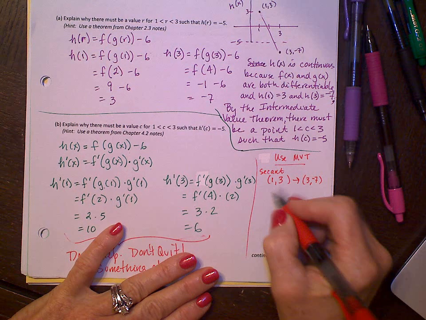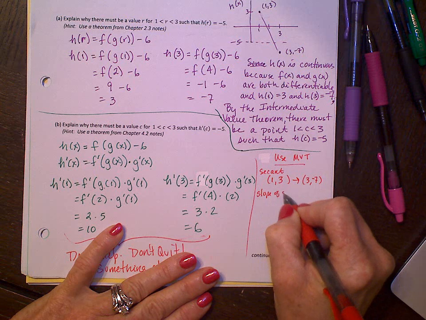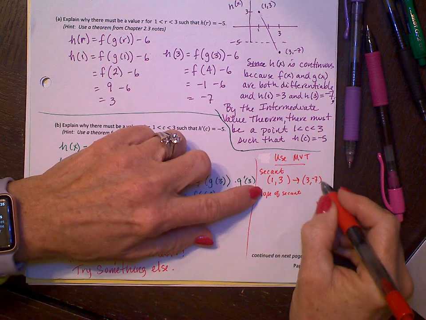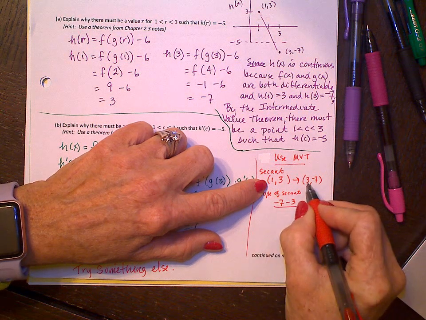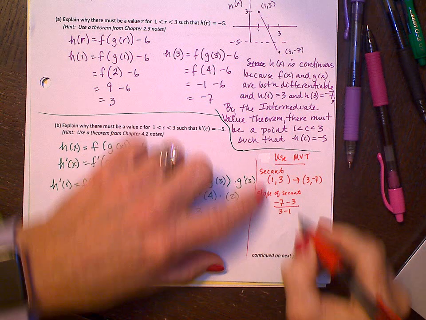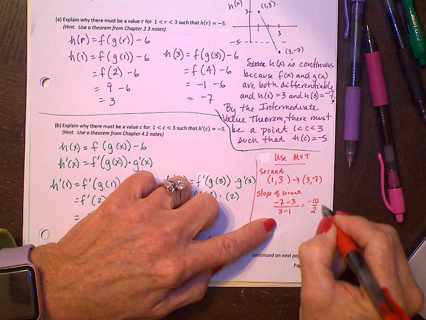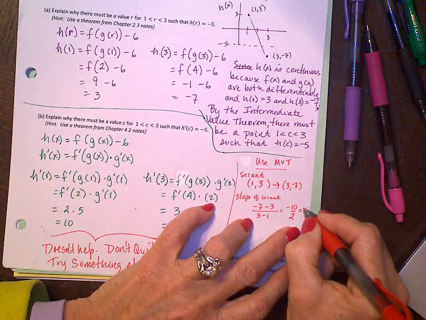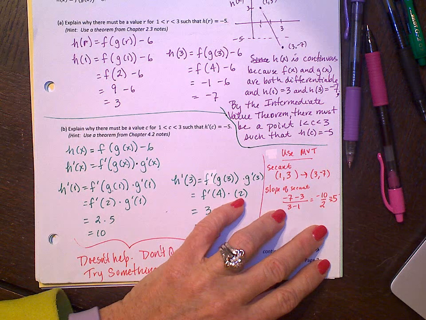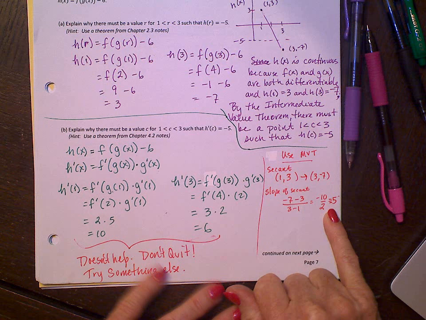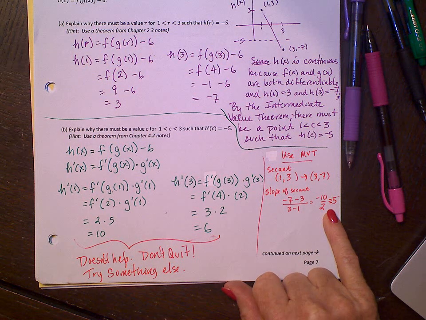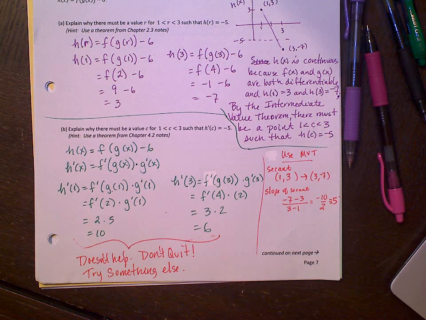All right, so if we find the slope of the secant, which is going to be -7 minus 3 over 3 minus 1, which is -10 over 2, or -5. Look at that. That is the mean value theorem. If you find the slope of the secant on a continuous and differentiable function, there must be a place on that interval where the slope of the tangent equals the slope of the secant.